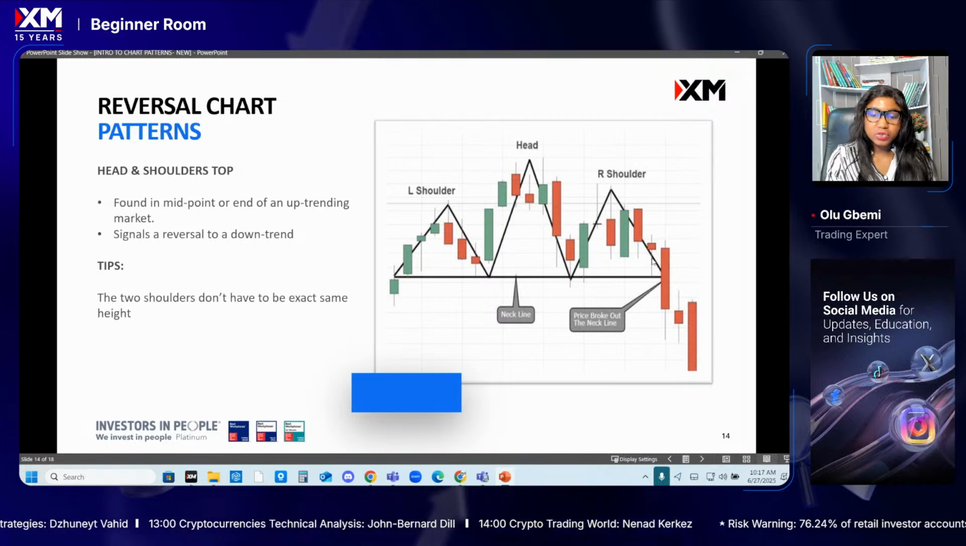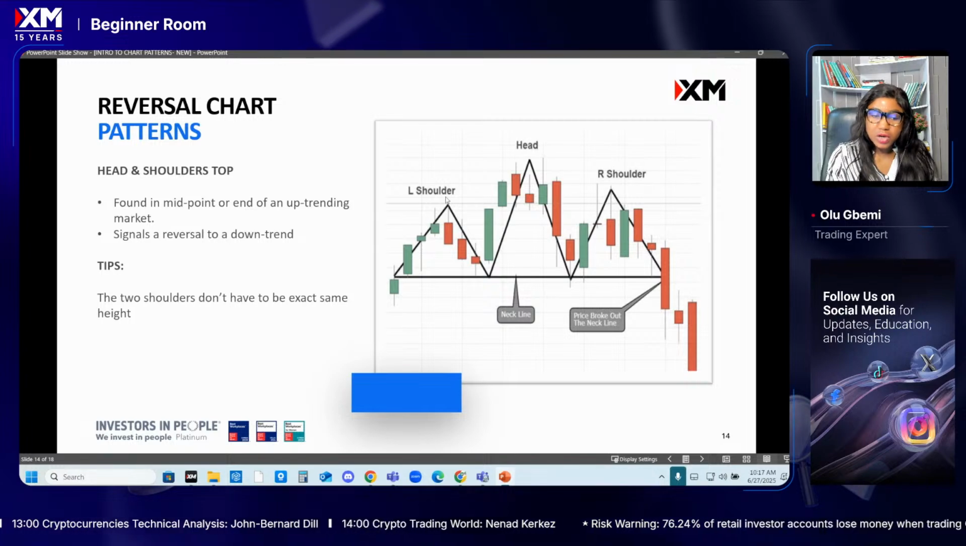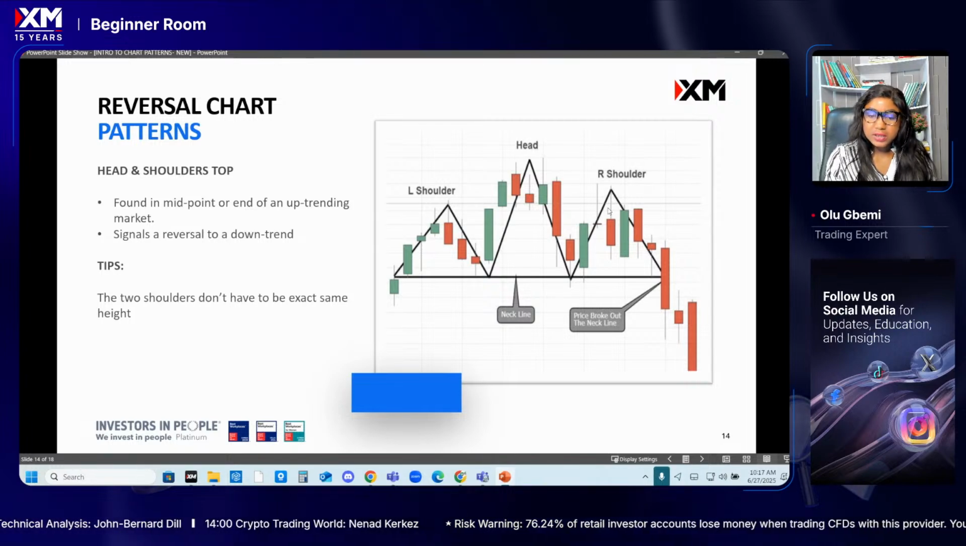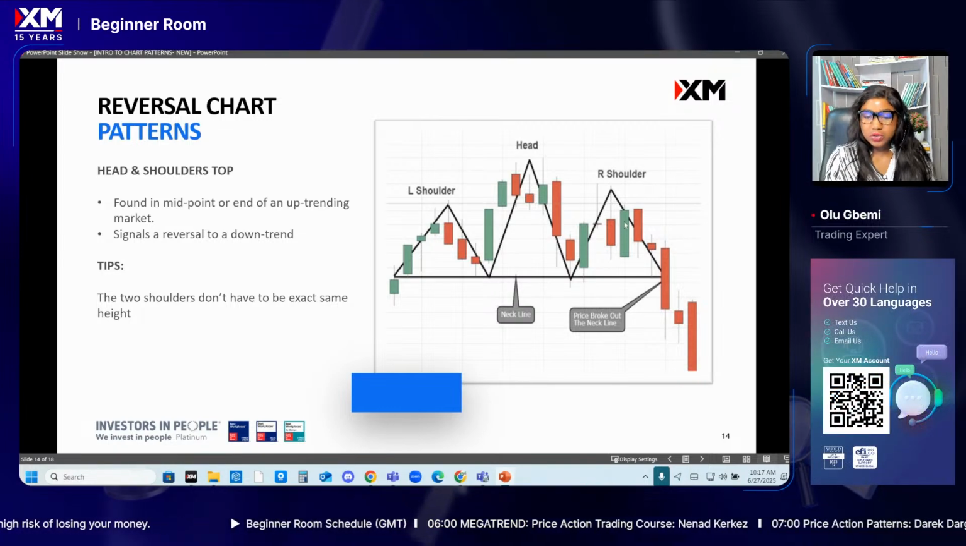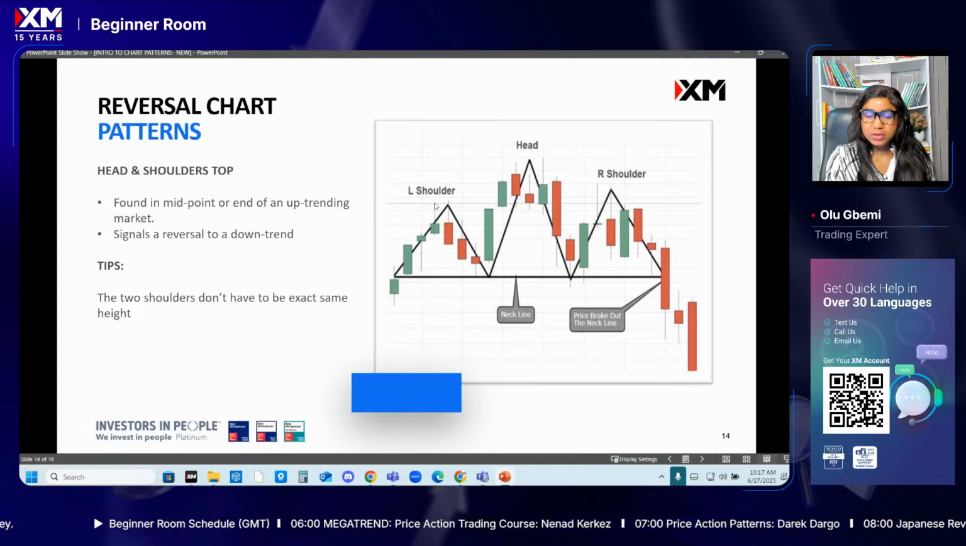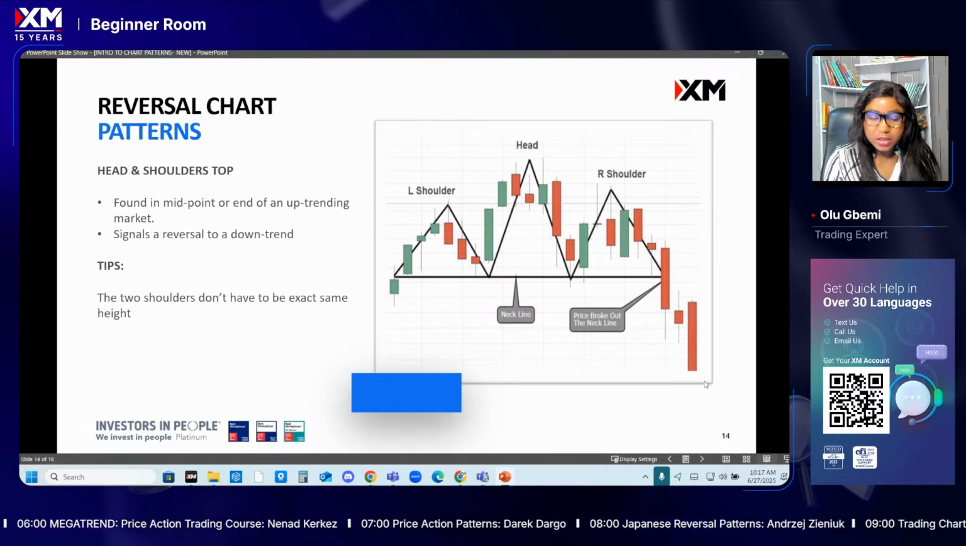Now, here are some tips that you need to have in mind for trading the head and shoulders pattern. The two shoulders do not have to be of equal height. What that means is that some people say, oh, the two shoulders, the best performing one should be of equal height, but it doesn't necessarily have to be, all right? So if you notice this one here, the right shoulder is higher than the left shoulder. If we look at both the wicks and the body, the right shoulder still is higher than the left. But what happened? Did it work out? Yes, it did break to the bottom and it continued lower.